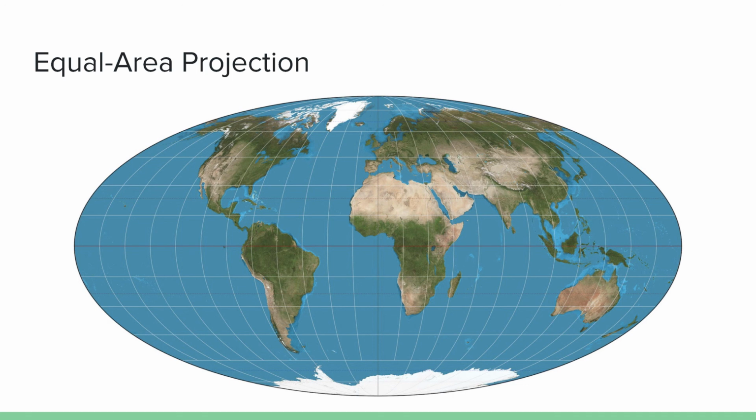So that is it with the projections. There's only 3. And that is it. So in the next video, we'll go over parts of a map. So stay tuned for that. If you have any questions, let me know. And let's go on to parts of a map.